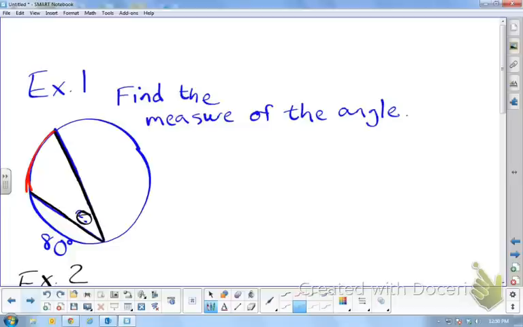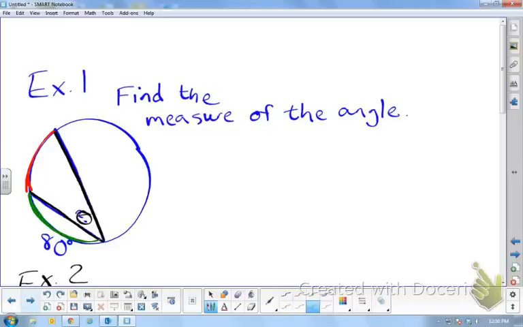Then we have to think back to our three situations. Is this an inscribed angle? Did we have two lines cross and meet somewhere in the middle of the circle? Or do we have two lines meeting outside the circle? This is our first situation. This is an inscribed angle. So if we could find the red arc, then we could find theta. Those are related to each other. We would just divide the red arc by 2. But all they gave us was this 80 degrees.